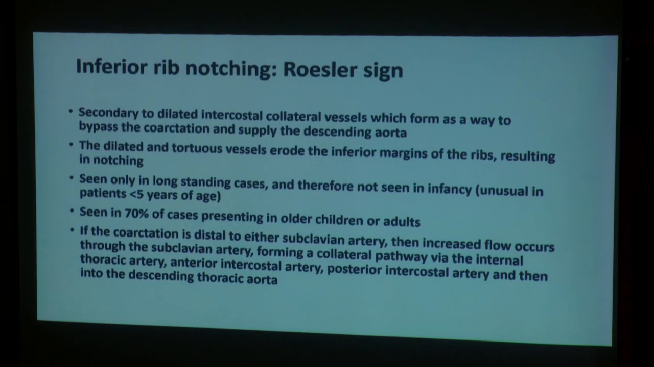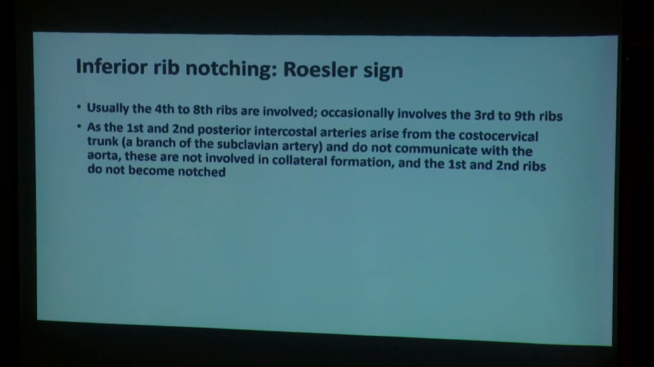Inferior rib notching is called Rossler's sign. It is due to the dilated intercostal vessels. It's a sign of long-standing disease, and it's not seen in infancy, and it's very unusual to see in patients less than 5 years. It's seen in 70% of older children or adults who present with coarctation. It usually involves the 4th to 8th ribs, and the 3rd to 9th ribs may be involved. The 1st and the 2nd ribs are not involved.